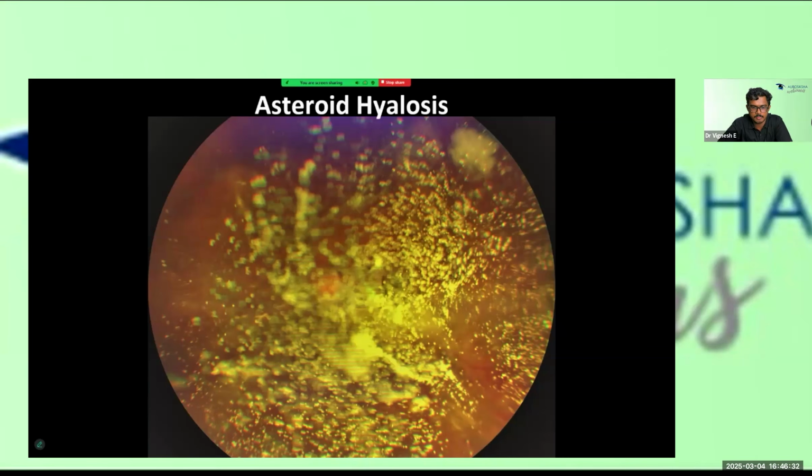So next we'll see one innocuous condition. This is asteroid hyalosis, where there are refractile deposits in the vitreous in the patient's eye, because of which we are not able to see the fundus. But this patient will predominantly be asymptomatic and tend to have good vision, but will be wondering what is happening: I'm not able to see anything inside, but this patient is reading everything. So nothing needs to be done for this patient. It's a case of asteroid hyalosis. The patient will not have any problems unless there is coexisting diabetes and they are having diabetic retinopathy.